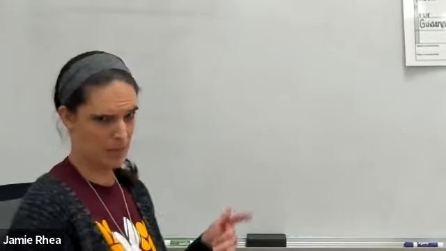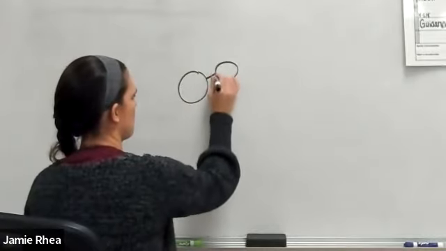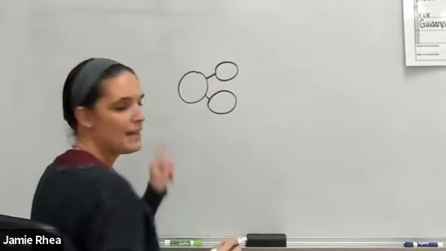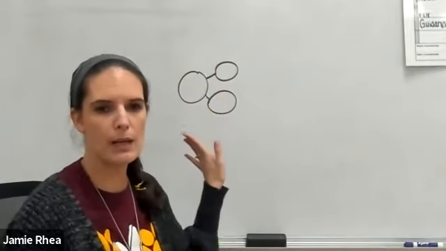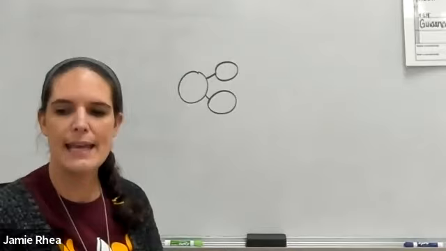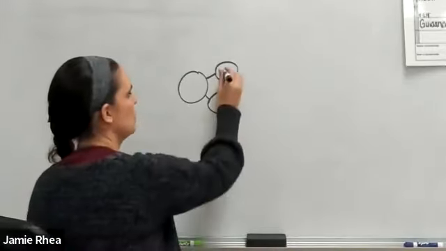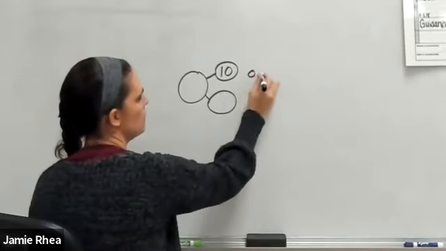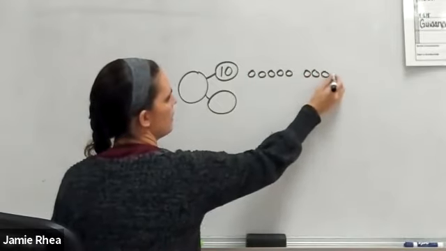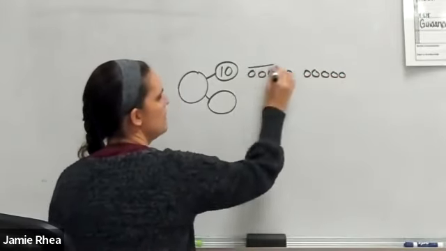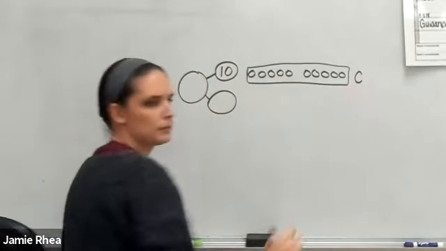Okay, now I'm going to make a number bond. I made it sideways because I'm going to draw out my parts. Okay, so let's look back at our clues. 10 eggs are in a carton. 10 is a part. I'm going to draw 10. 1, 2, 3, 4, 5, 6, 7, 8, 9, 10. Now I know that's 10, so I'm going to frame it. And these are the ones in the carton.